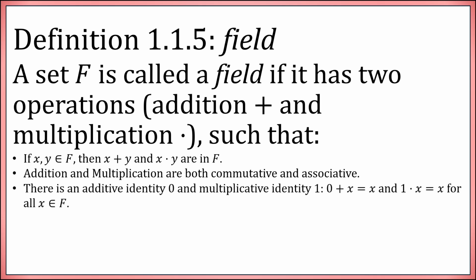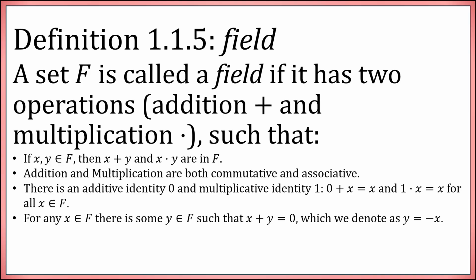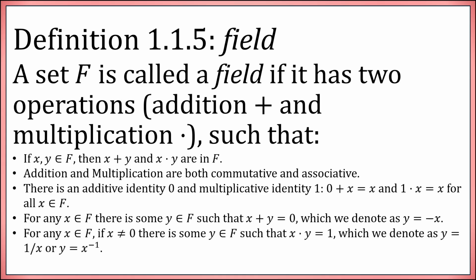Also, there's an additive identity and a multiplicative identity denoted respectively as 0 and 1. So 0 is something in F that when you add it to something doesn't change it, and 1 is something that when you multiply by it doesn't change it. Furthermore, for any element of F, there has to be something that you can add to it to get 0. So there have to be inverses under addition, which we denote as negative x. Similarly, if you didn't start with 0, there has to be a multiplicative inverse, something that you multiply it by to get 1, which we denote as 1 over x or x to the minus 1 power.